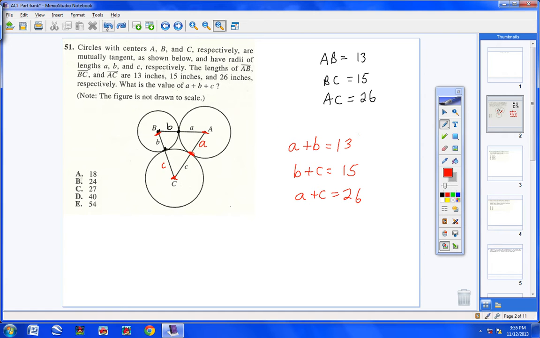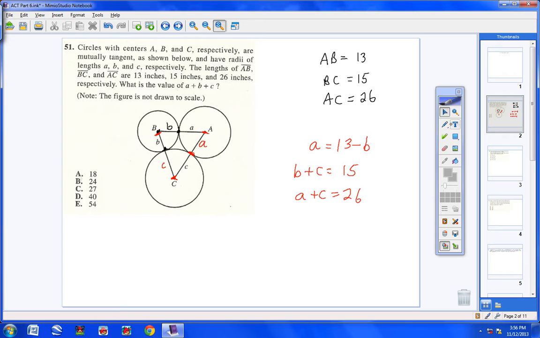If I take B right here and I move B over here, when I bring B over, it becomes negative. So now I have A equals 13 minus B.